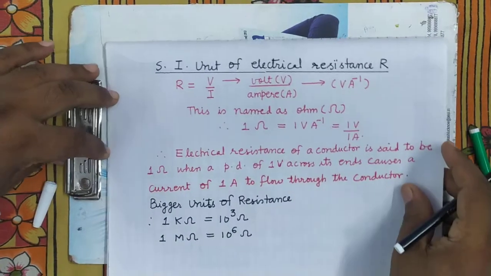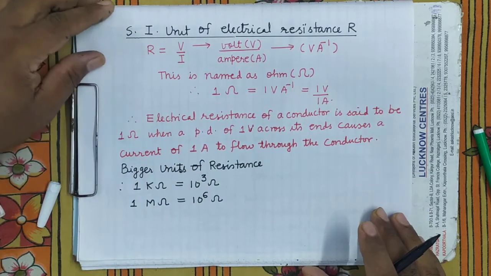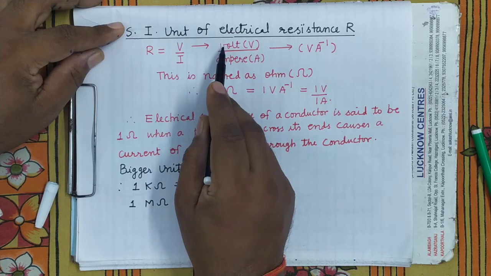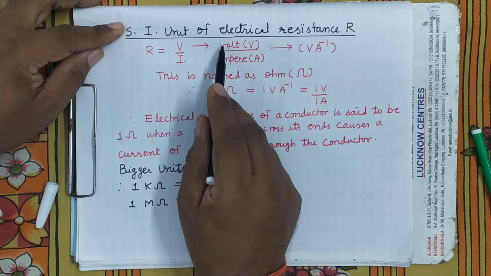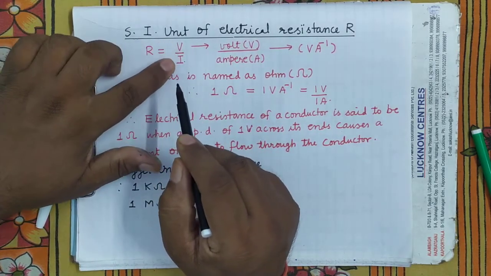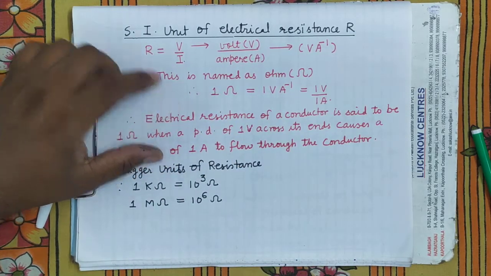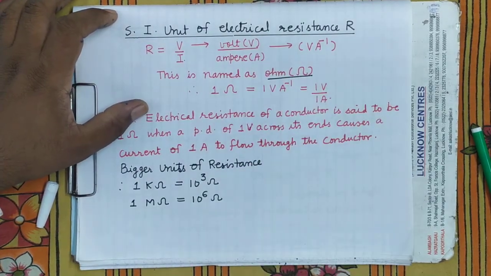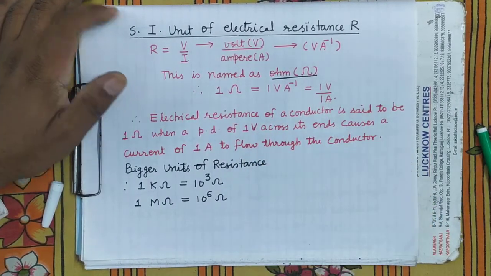Now what is the SI unit of resistance? Already we know that the SI unit of resistance is ohm. Since R equals V upon I, what is the SI unit of potential difference? Volt. SI unit of electric current? Ampere. So what will be the SI unit of resistance? You divide the SI unit of potential difference by the SI unit of current, that is volt per ampere. This is named as ohm. It's clear. So 1 ohm equals 1 volt per ampere, that is 1 volt upon 1 ampere.